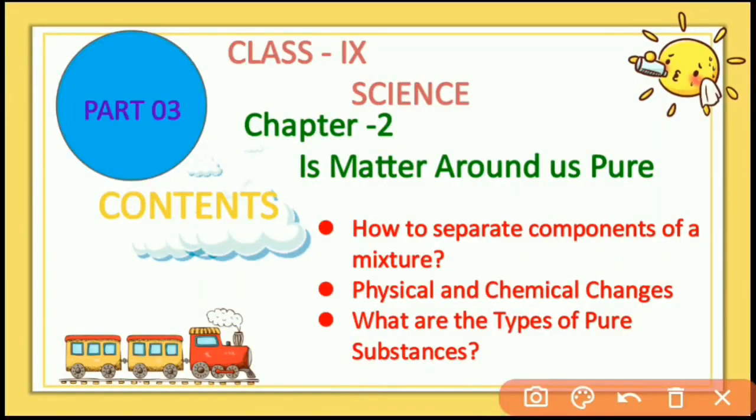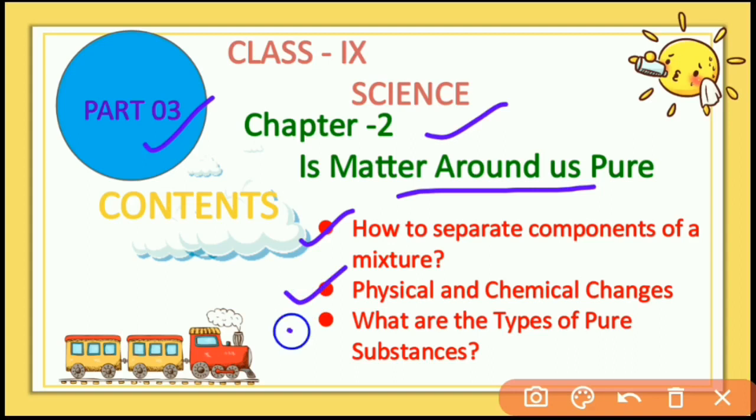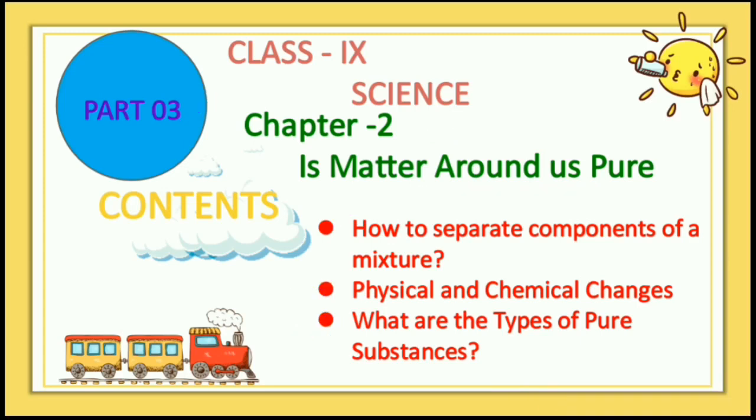Hello dear student, in part 3 of class 9 science chapter 2, Matter Around Us Pure, we will cover the following contents: how to separate components of a mixture, physical and chemical changes, and what are the types of pure substances. So let's see all the topics with suitable examples.